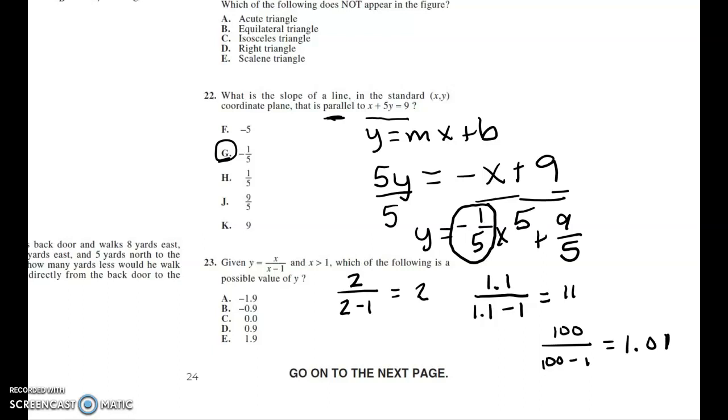Right? So let's look at some of our options. You can automatically eliminate A and B. You're not going to get a negative answer at all. Okay? You're not going to get 0 either. So it says which of the following is a possible value. This number here is greater than 1, right? This number here is greater than 1. This number here is greater than 1. Is D greater than 1? Hopefully you're telling yourself it's not. So your only option is E. 1.9 is greater than 1.